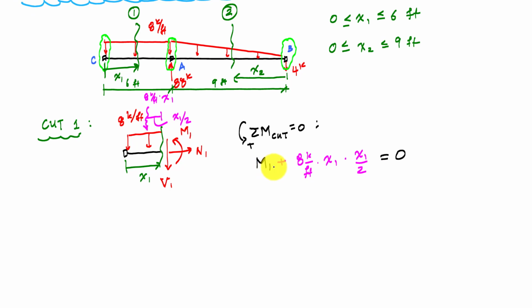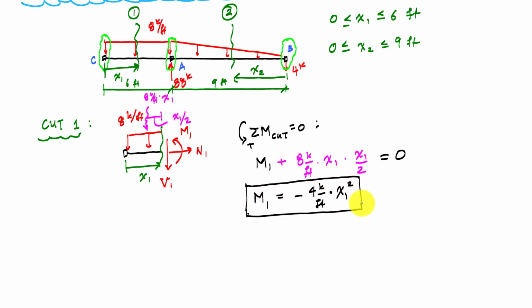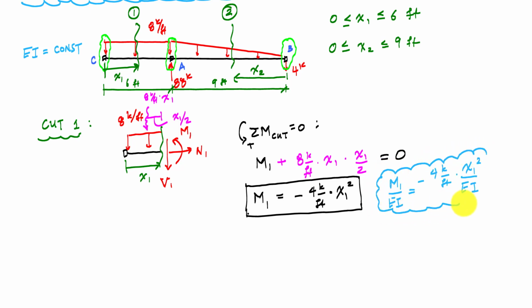And when I solve for M1, it will tell me that my moment function M1 is negative 4 kip per foot times x1 squared. And that is my first moment function. And if I want to turn that into a curvature function, in this case, because this flexural rigidity EI is constant, I can just divide by EI, and this would become the curvature function M1 over EI. This would be my curvature function that I'm going to use later.